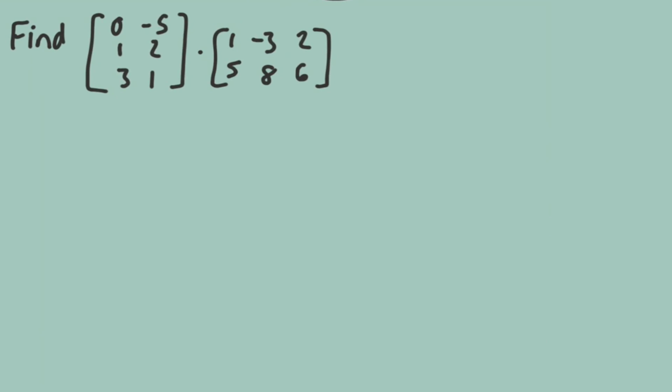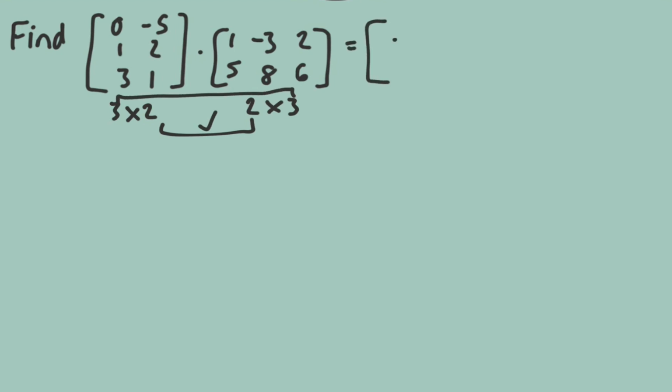We're going to look at another example of multiplying matrices. This time I'm going to move a little bit faster. So remember, the first thing you want to do is check the dimensions. This is 3 rows by 2 columns. This is 2 rows by 3 columns. The inside numbers match up, so it is possible to multiply the two. And the result is going to be a 3 by 3.